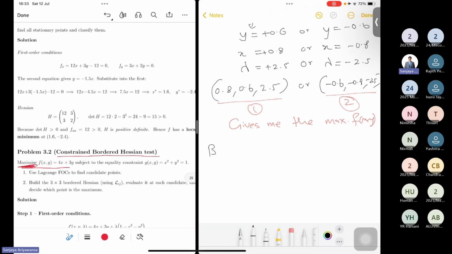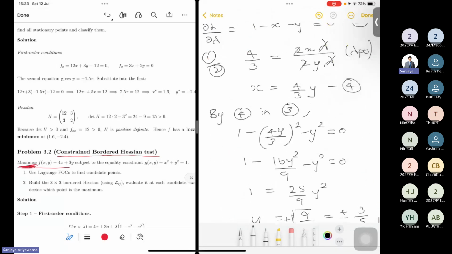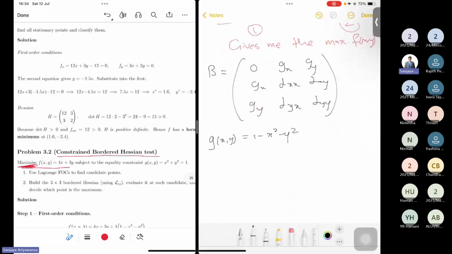So we have to use the bordered Hessian matrix, which is given by this matrix: Lagrangian xx, Lagrangian xy, Lagrangian yx, Lagrangian yy. I always write the matrix down. Now, g of x, y is 1 minus x squared minus y squared. I have to write it exactly in the form I've written in my Lagrangian. So g of x is minus 2x and g of y is minus 2y.